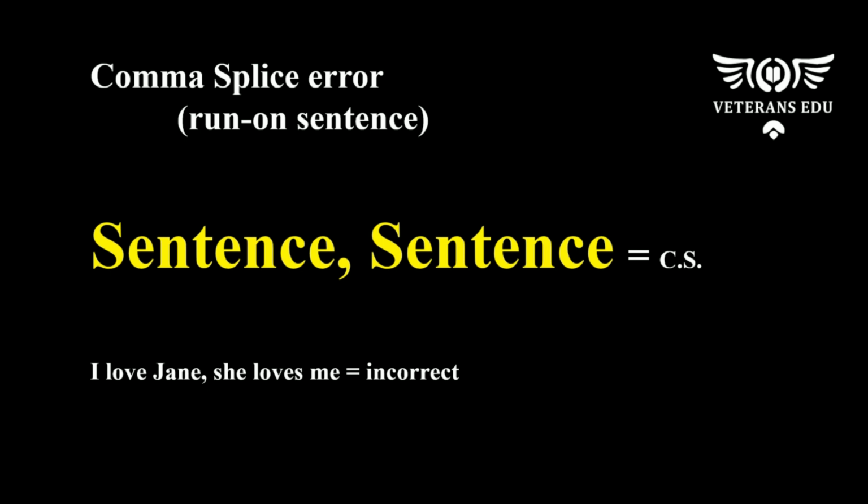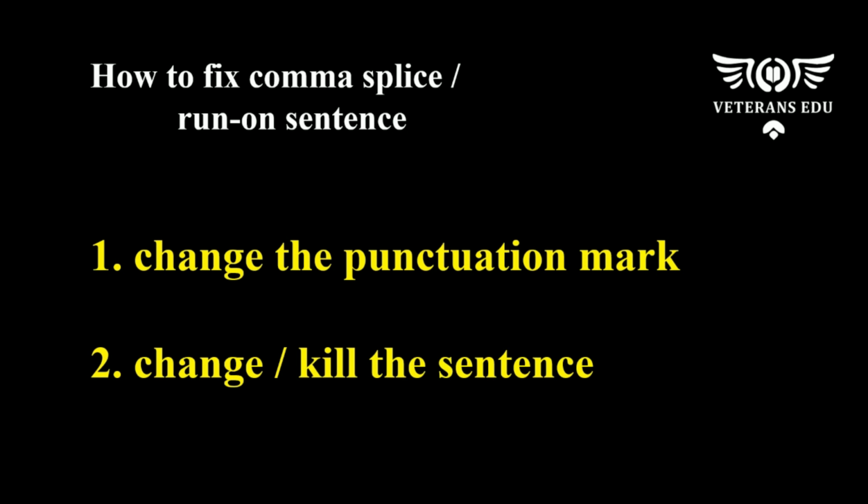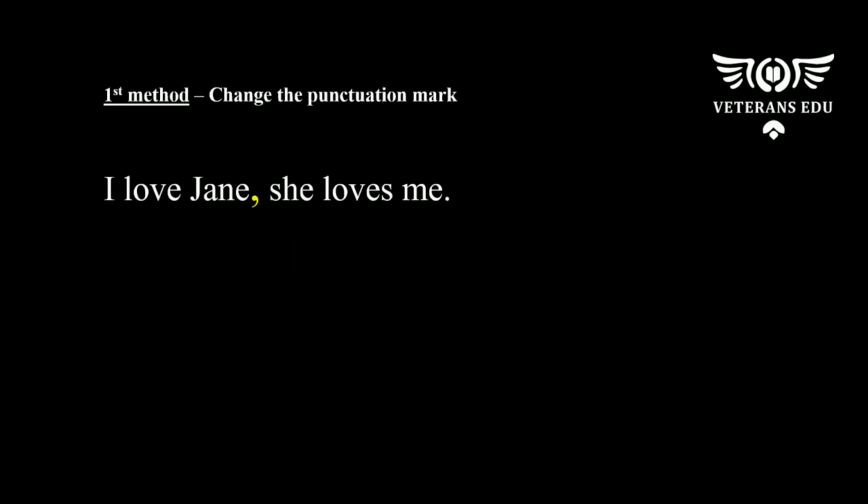Now, there are many ways of fixing a comma splice error, but it all comes down to two fundamental methods. The first method is to change the punctuation mark. If the comma splice error occurs because of a comma separating two different sentences, all you have to do is change the comma. And there are about 5 options. The first option is changing the comma to a period, like this. The second option is a semicolon, which we'll discuss more in the videos to come. But for now, just consider a semicolon equivalent to a period.